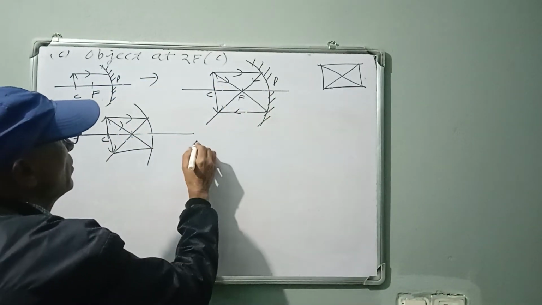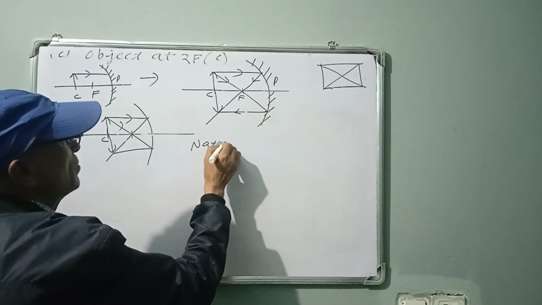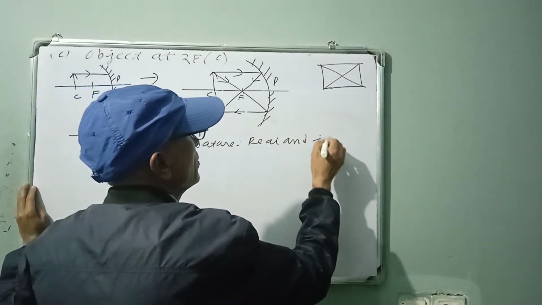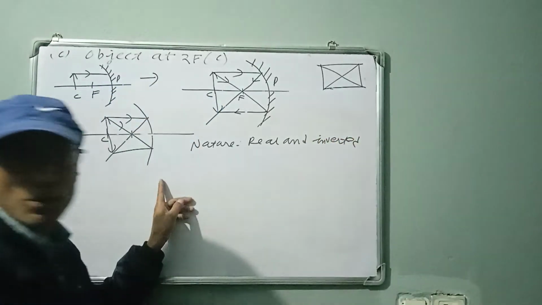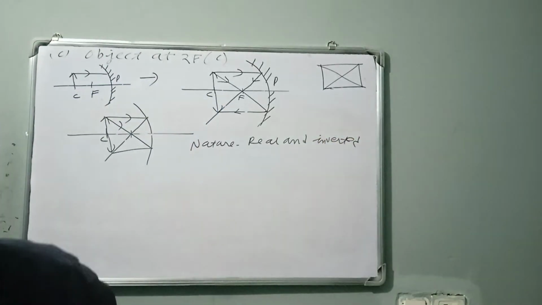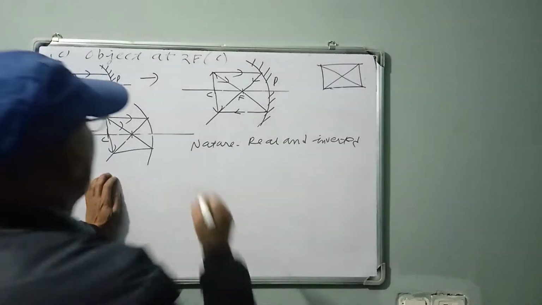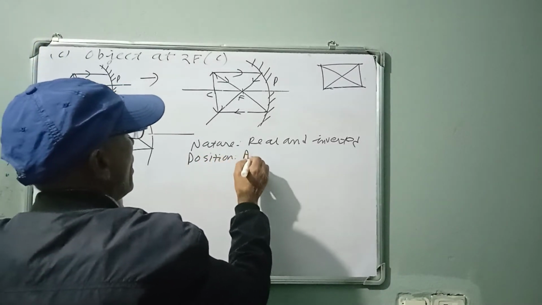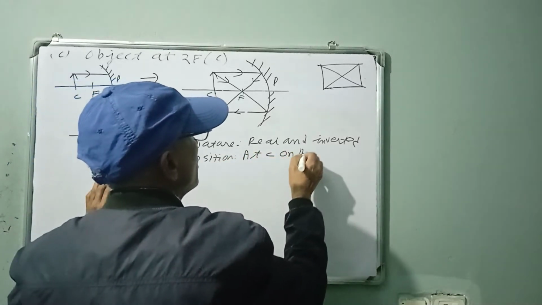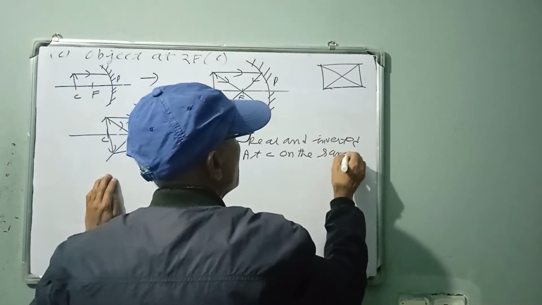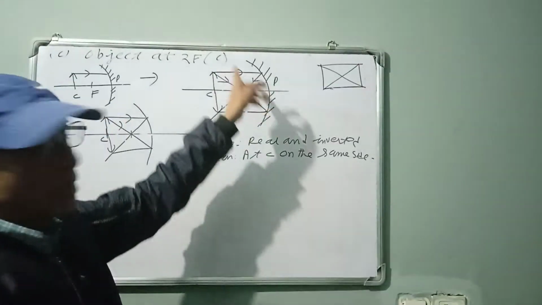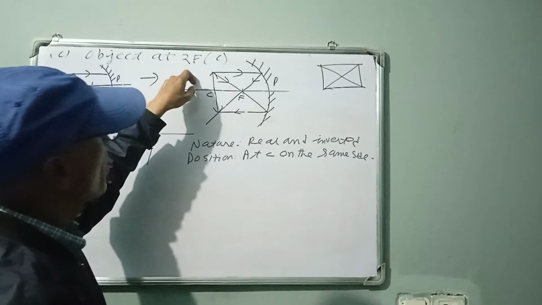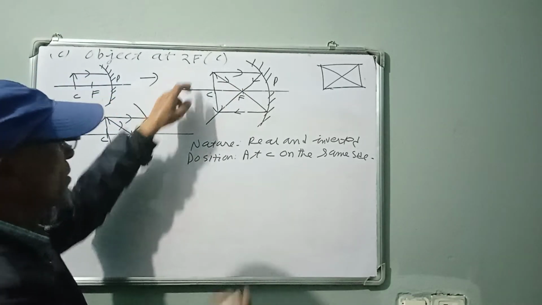Image nature: real and inverted. The image is real and inverted. Position: at C, on the same side. At the center of curvature C on the same side.